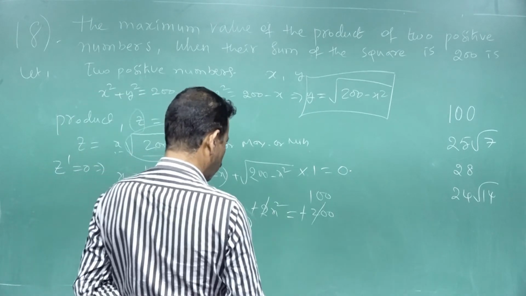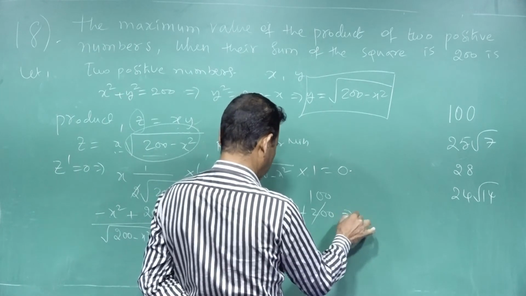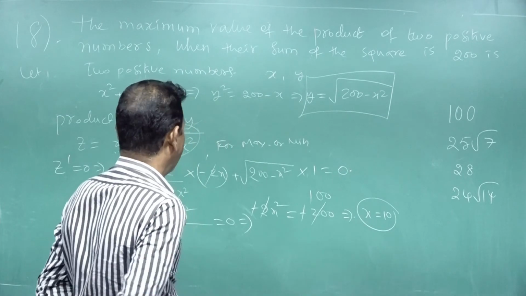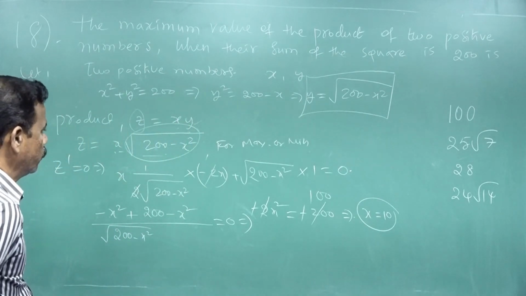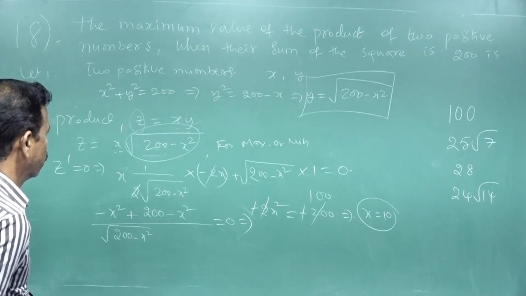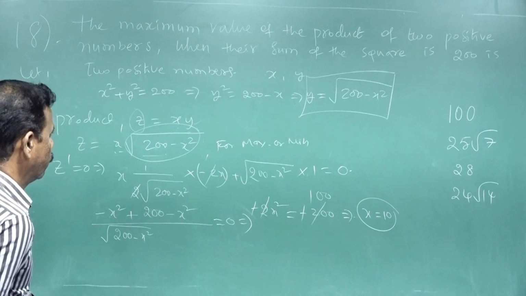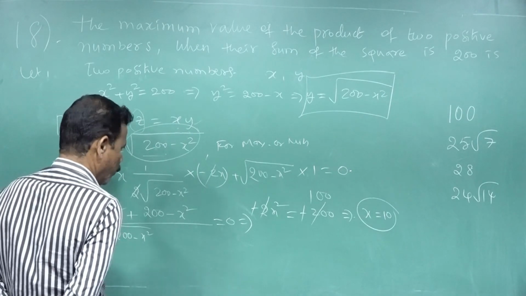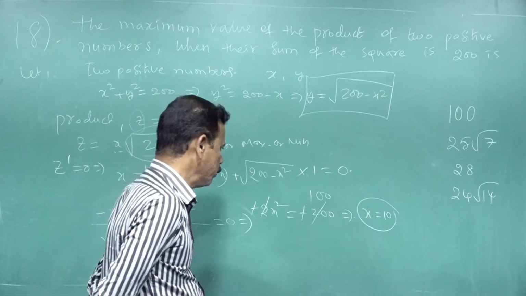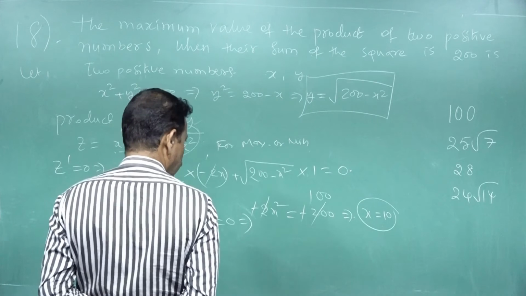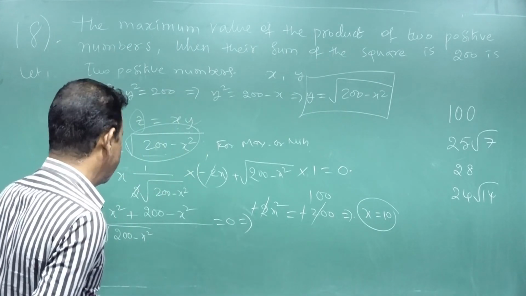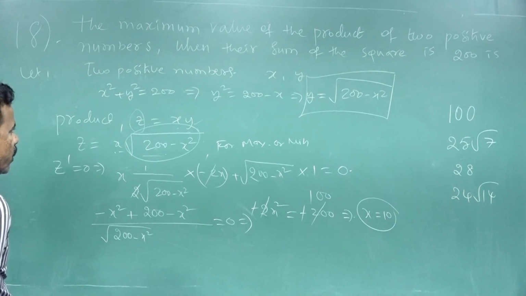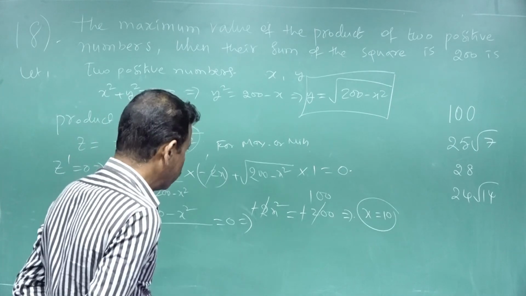X square is equal to 100. Then x is equal to 10. Only the x value 10 is coming. So at that 10, is it the maxima or minima? We check that. For the maxima and minima, again we do the differentiation, the second derivative.